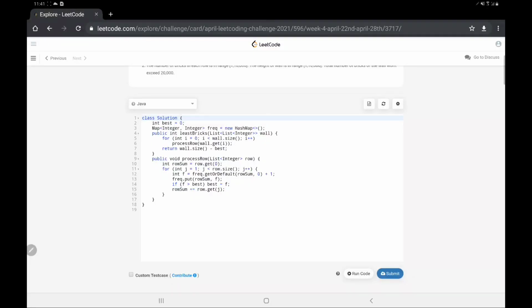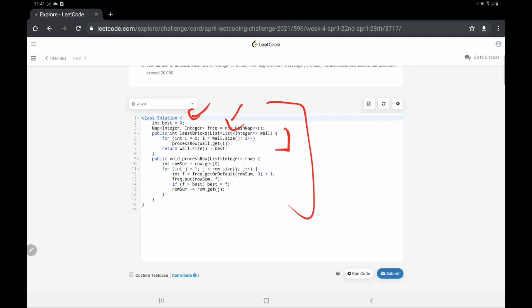Here is the code, how we are going to solve it. I hope the approach is clear to everyone. Now let's see the code. So this is the class Solution that is given, obviously. I have told you why I have taken a map and not a hash map, I have explained it earlier also. The variable best does nothing but hold the maximum count.